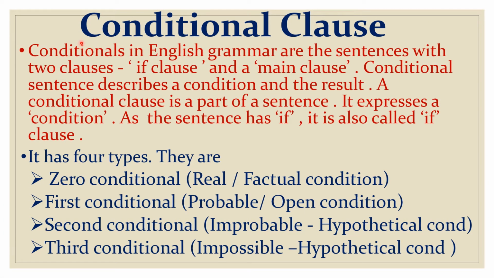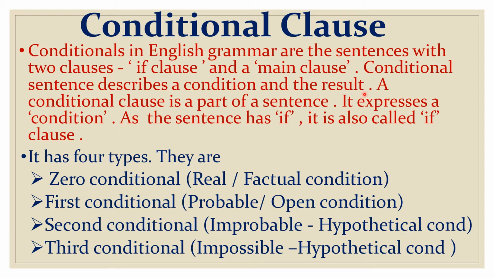This video deals with conditional clauses. Conditionals in English grammar are sentences with two clauses. One is the if clause and another is the main clause. A clause is a group of words which has a subject and a verb. A conditional sentence describes a condition and the result.